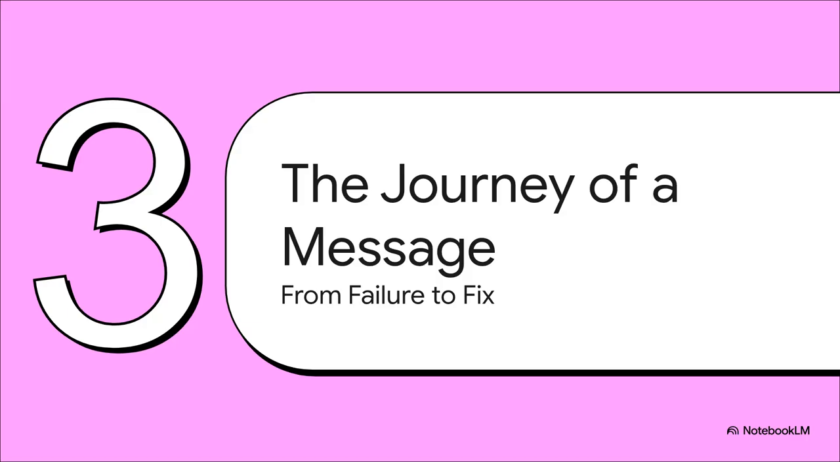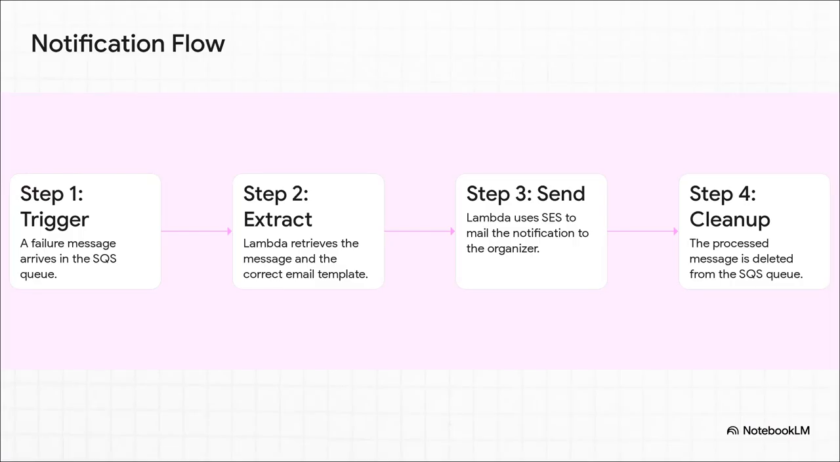So let's actually follow a single failure report on its journey, from the moment it's created to the second that notification email lands in the organizer's inbox. This is where the magic really happens. It all kicks off when a failure message lands in the SQS inbox. This immediately triggers our Lambda clerk, who springs into action. The clerk pulls out the key details, goes over to the CodeCommit filing cabinet to grab the right email template, and fills it all out.